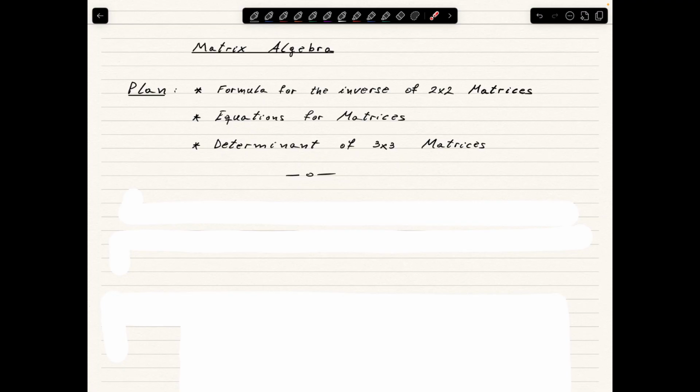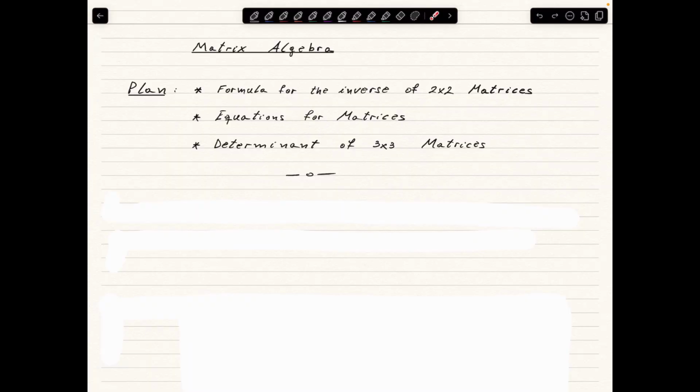In this video we continue our study on matrix algebra. We are going to start computing a formula for the inverse of a 2 by 2 matrix. Then we are going to use this formula and everything about matrix algebra we have seen in a previous video to solve equations where the unknown is actually a matrix. And then we end up with a little remark that the determinant of a matrix can be generalized from 2 by 2 matrices to 3 by 3 and n by n matrices. This formula for the determinant of a 3 by 3 matrix will be needed in a later video. So that's the plan for today.